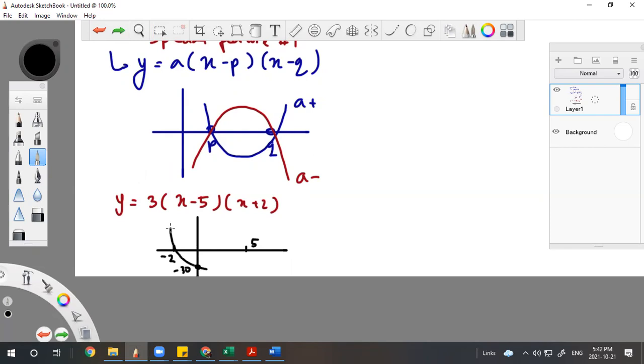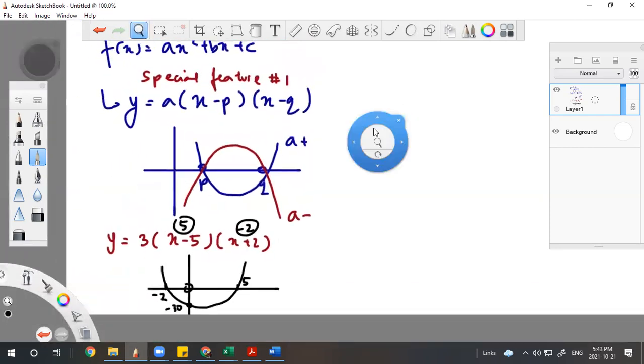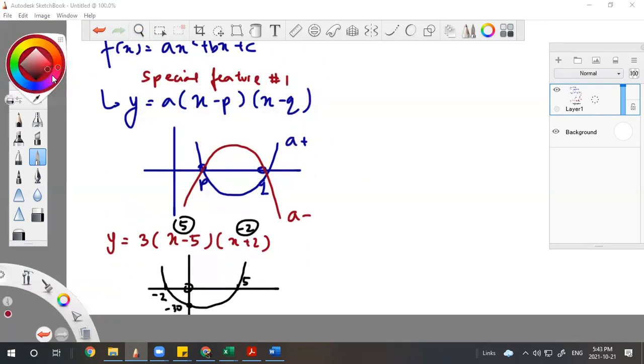Okay. That's it. Yeah, sorry for the bad drawing, but that's how you do. The 5 will be the 0 maker. This will be the 0 maker, and 3 will be smiling, but you need to put it in the proper position. That's the first special feature. And next, special feature number 2.